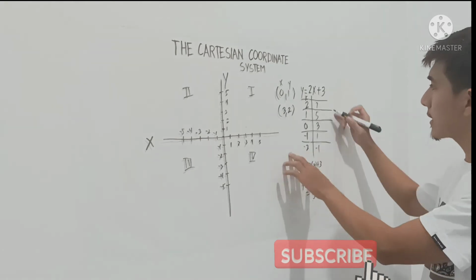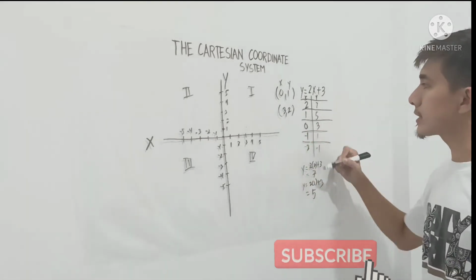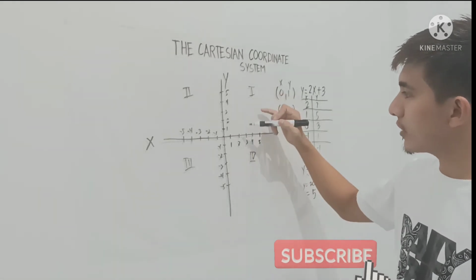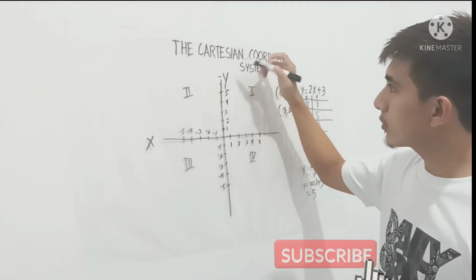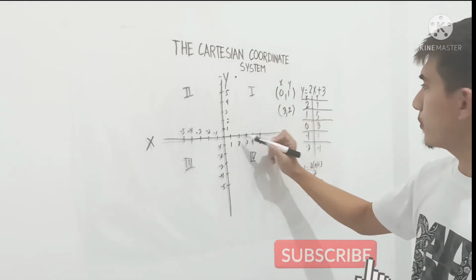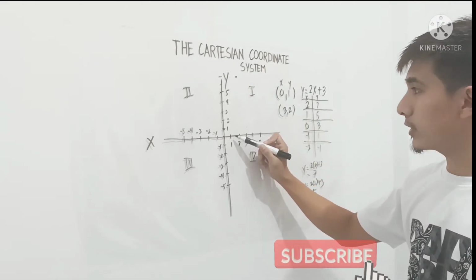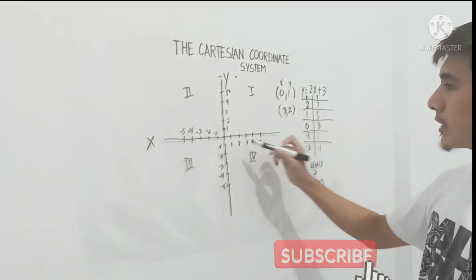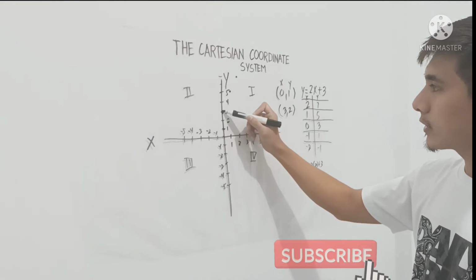So, how will we plot this? This is our x and y coordinates. So, first, let's plot the 2 and 7. So, 2 and then 7. And then 1 and 5. X natin is 1, so x, 1, 5 here. And then 0 and 3. So 0 and 3.